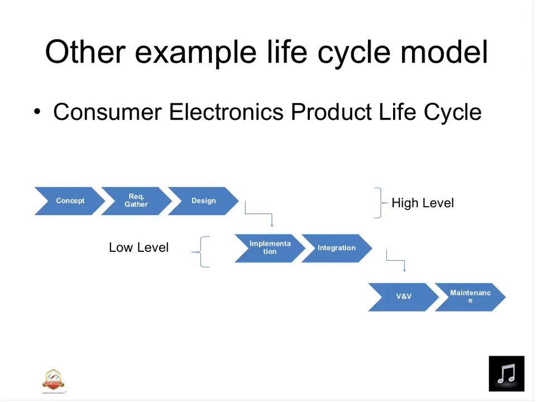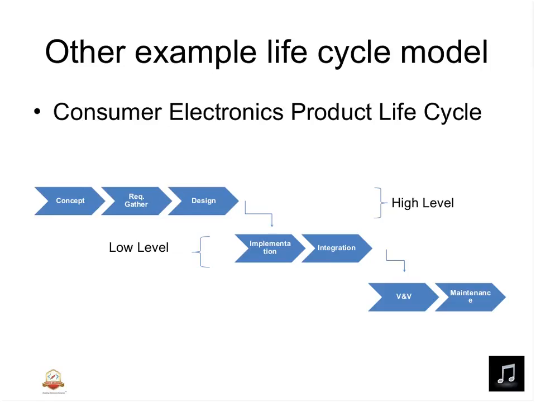For example, a DVD player or a PlayStation, etc. There, they define three levels: high level, low level, and the output level or the conceptual level of exiting. At the high level, they define the concept, gather the requirements, and do the design. With this, they end the high level phase, and the next level of the life cycle will have implementation and integration, these two combined.